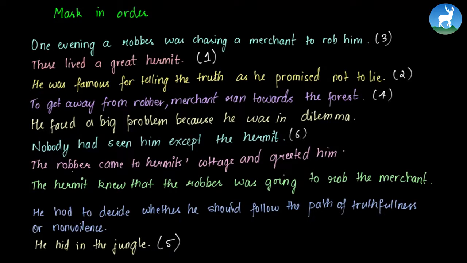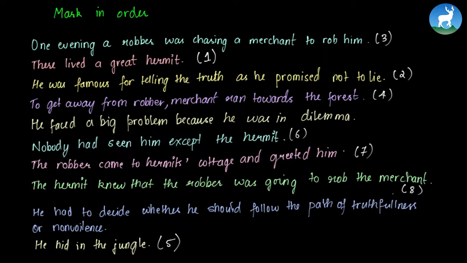And then the robber couldn't find the merchant, and he knew that the hermit would definitely see the merchant. Now the robber goes to the hermit and greets him. So the robber came to the hermit's cottage and greeted him is the seventh point. Now the robber asks the hermit if he had seen somebody running towards the forest. And then the hermit, after the robber asked about somebody running away in the forest, knew that the robber was going to rob the merchant. So this becomes our eighth point.